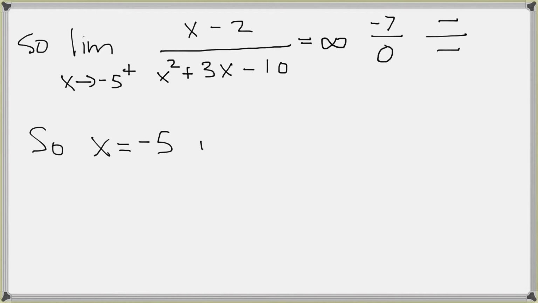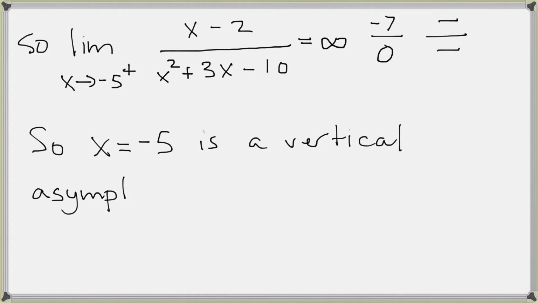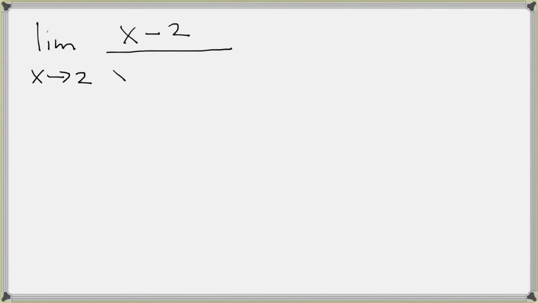Okay, so that tells us, just by the definition of vertical asymptote that we had, that x equals -5 is a vertical asymptote of this function. All right, now we need to check the limit as x goes to 2 of x minus 2 over x squared plus 3x minus 10. And here I'm taking the two-sided limit, but you could also do right side or left side. It's not really going to make any difference on this one.